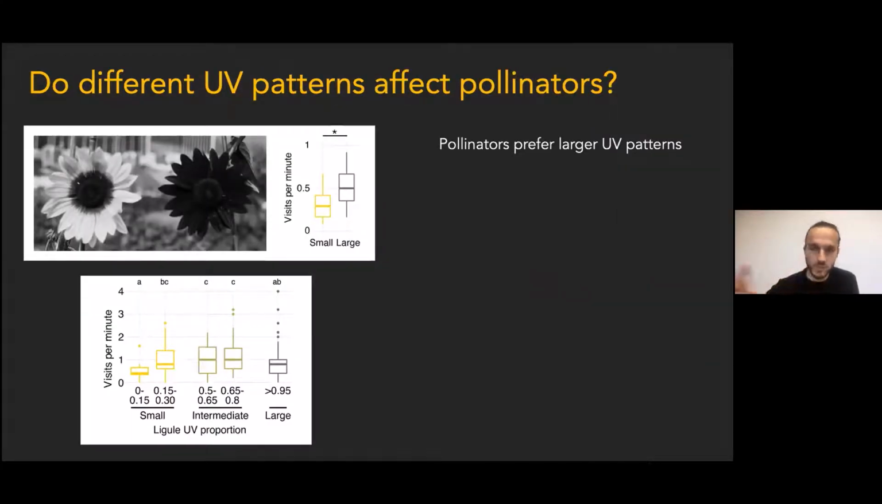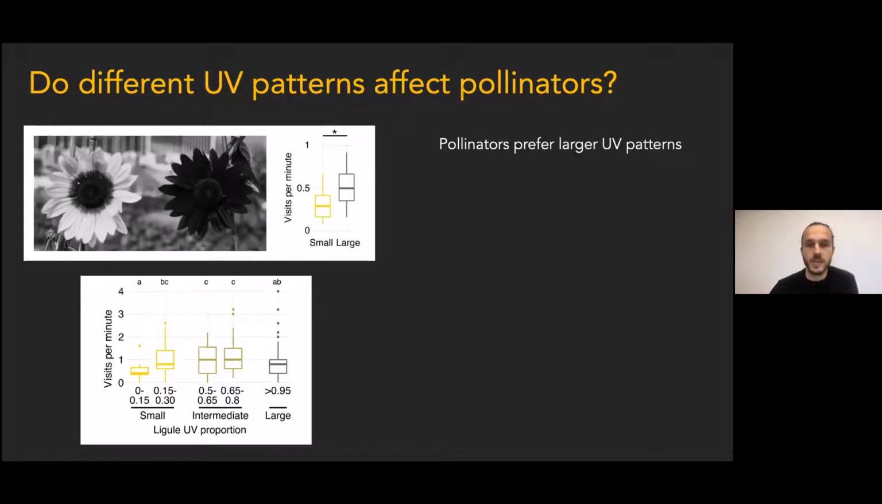As I said before, of course, the main suspect is pollinator attraction. So that's the function that is usually associated with UV patterns. To look at this, we first did a very straightforward experiment. We took two lines, one with small UV patterns and one with very large UV patterns, put them out there in the field and checked for pollinator visits.